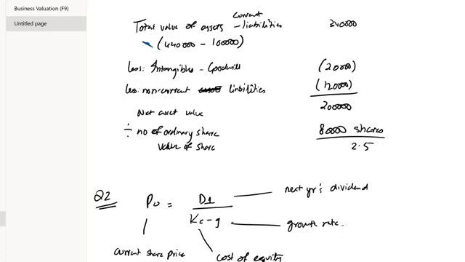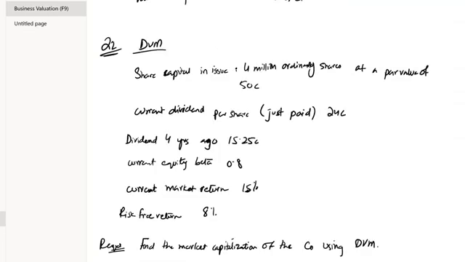The net asset value was computed as 2 lakh divided by number of ordinary shares, 80,000. We got the value as $2.5 per share. Okay, moving on to the next question that is based on DVM method.